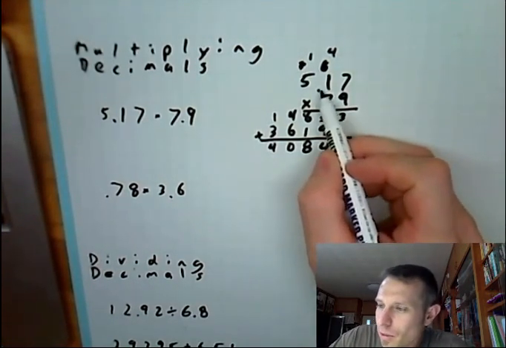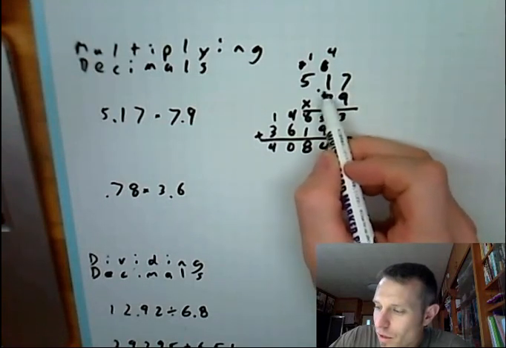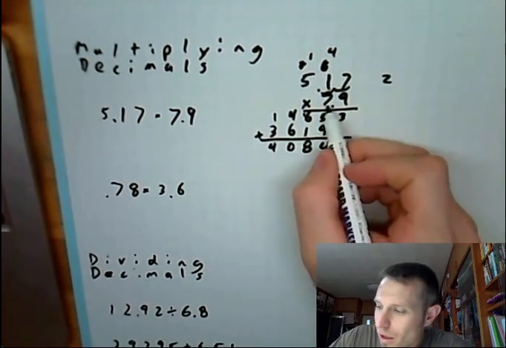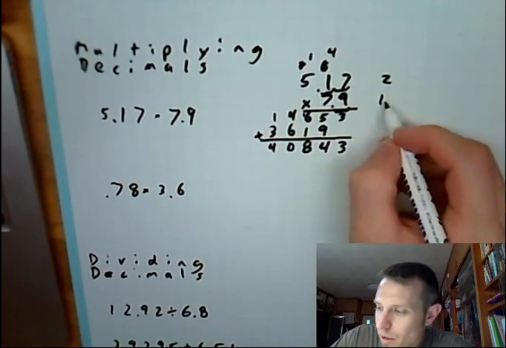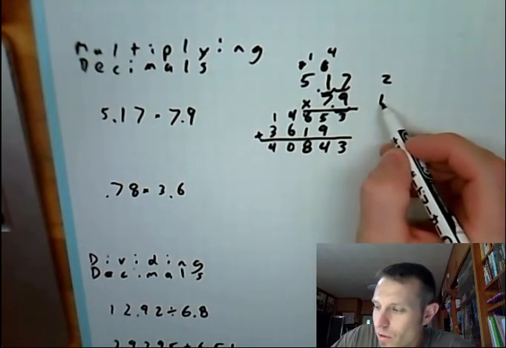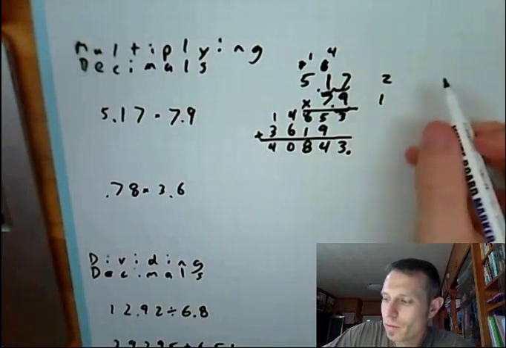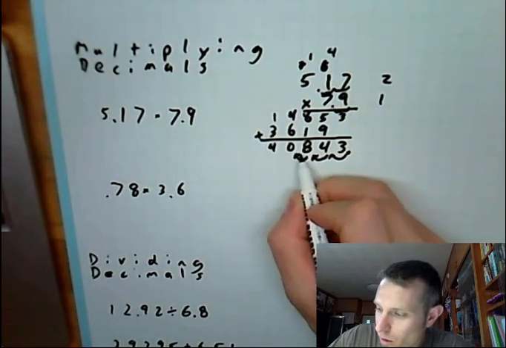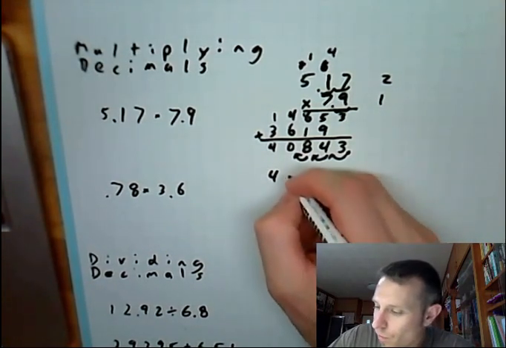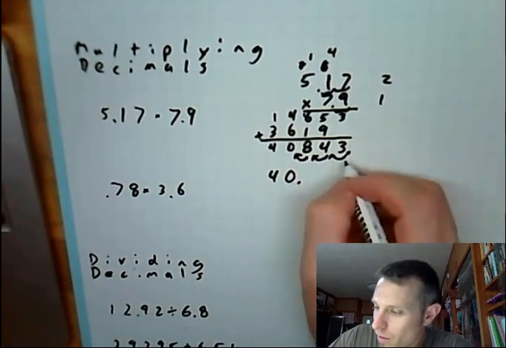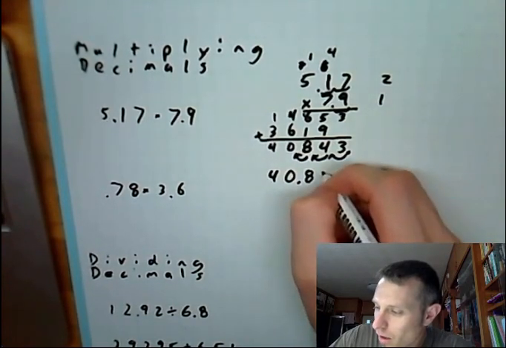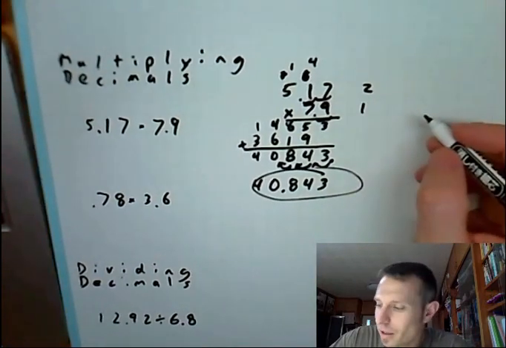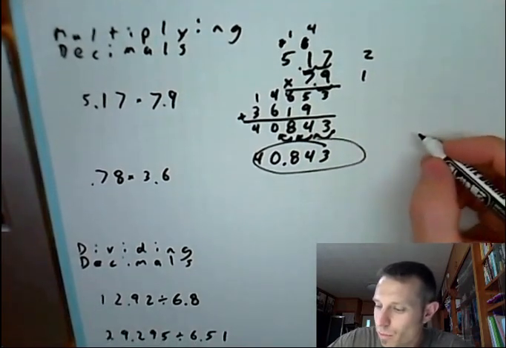Now, step 3 was to count the decimal places in the factors. So here we have 1, 2. You can see those 1, 2 decimal places. I want to just write this 2 over here. And we have 1 to the tenths place, that's 1 decimal place over here, and the total of that would be 3. So I'm going to start here with my decimal, and then I'm going to move to the left, 1, 2, 3, and so my final answer is going to be 40, okay, point, because that's where my decimal is, 1, 2, 3, 8, 4, 3. And that's how we would account for the decimals in this problem.